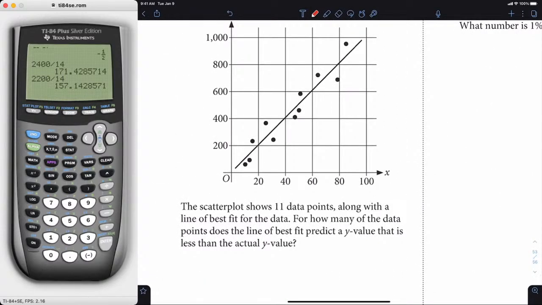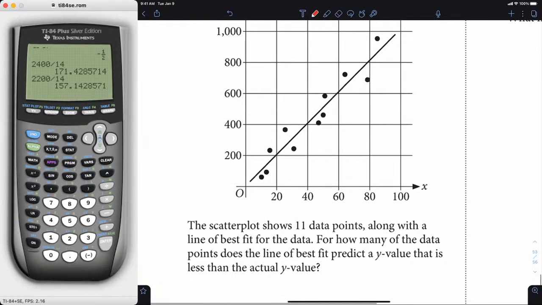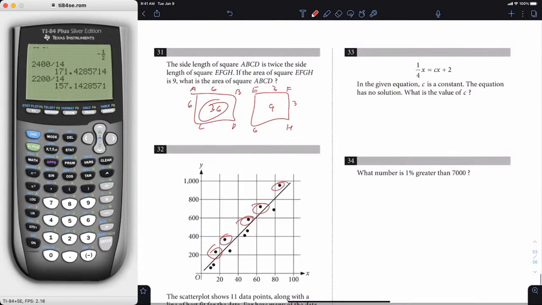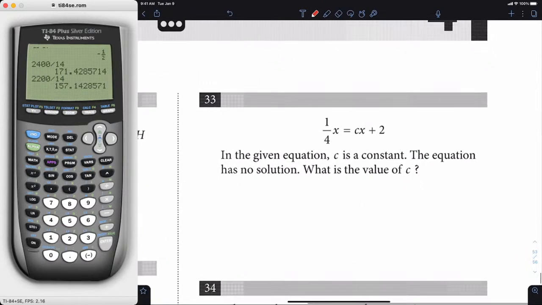Scatter plot shows 11. Okay, for how many of the data points does the line of best fit predict a y value that is less than the actual y value? That's 1, 2, 3, 4, 5. 5 points. Cool.